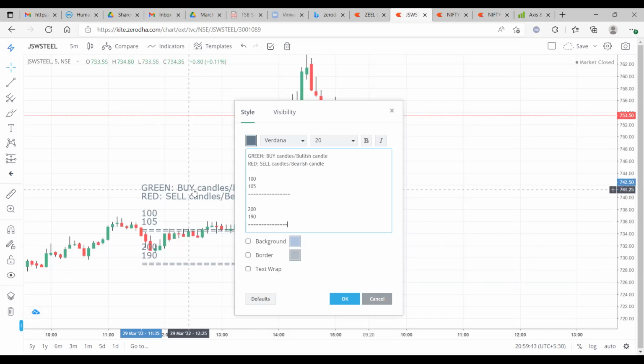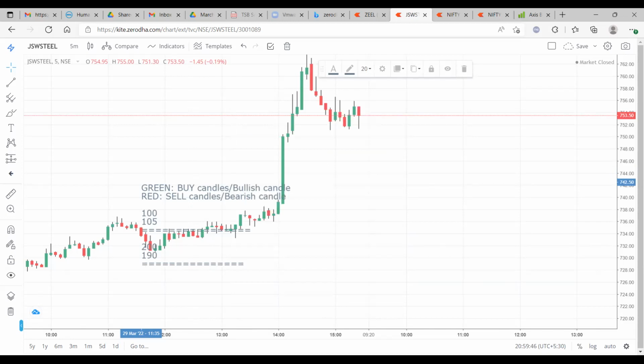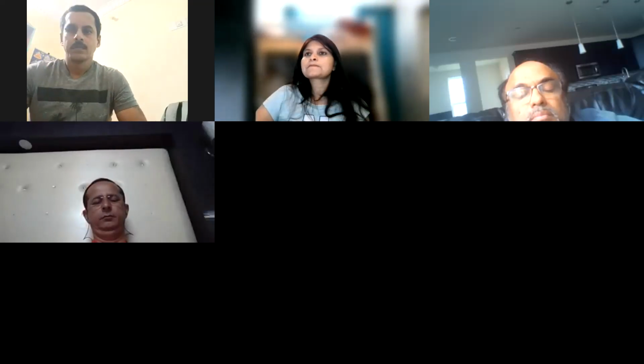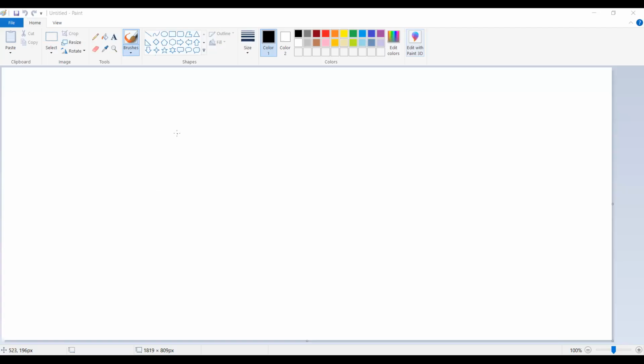Okay. Now, let me tell you the difference between the green and the red candles. Okay, how they formed and how do we read them? Because that is most important, how to read them.